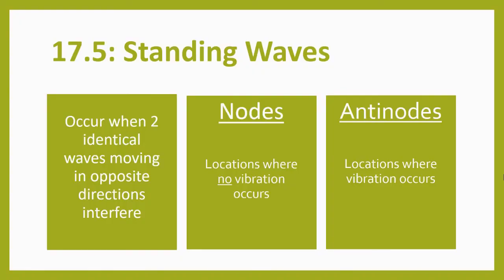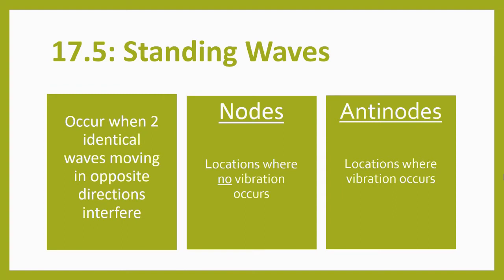We've talked about resonance, we've talked about beats, and our third and final wave phenomena is standing waves. So standing waves occur when two identical waves move in opposite directions and they interfere with each other. I think it's easiest to understand them when you see them. So give me 1 second to give you some vocab and then we will look at some.